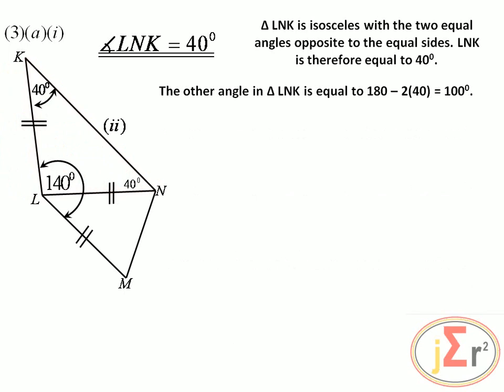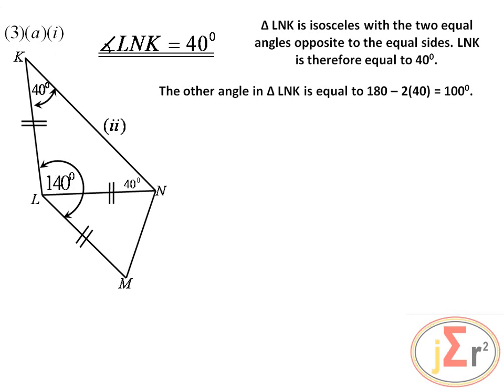The other angle in triangle LNK is equal to 180 degrees minus 2 times 40. Of course, all the angles in a triangle add to give 180 degrees. So the other angle, this big angle that we have right here, is 140 degrees. It is not the angle here that is 140 degrees. It's the one all the way around here that is 140 degrees.